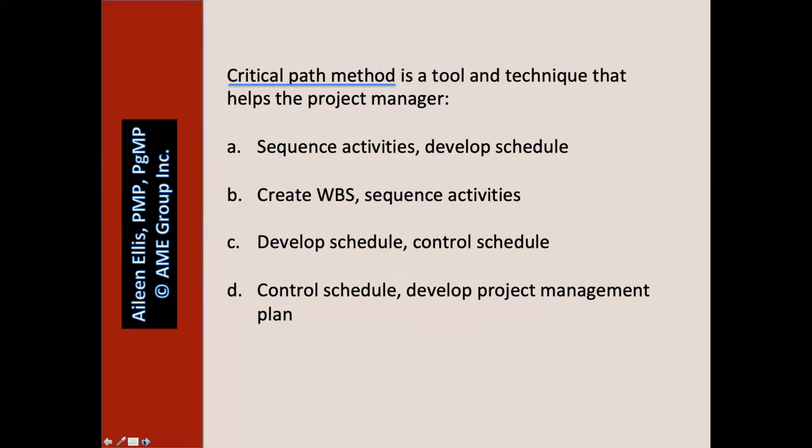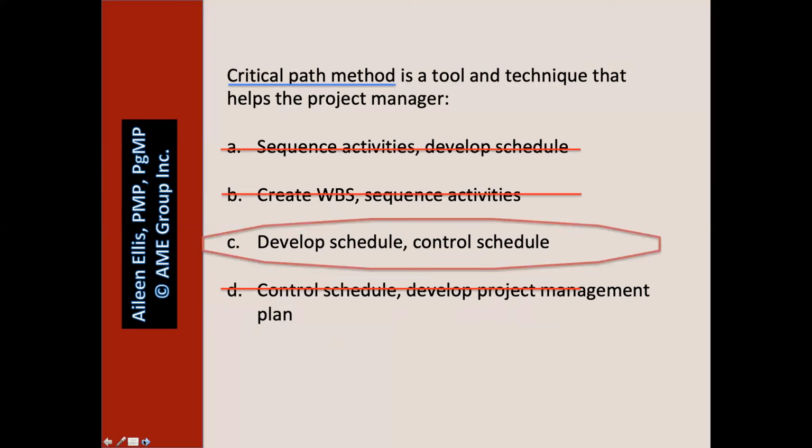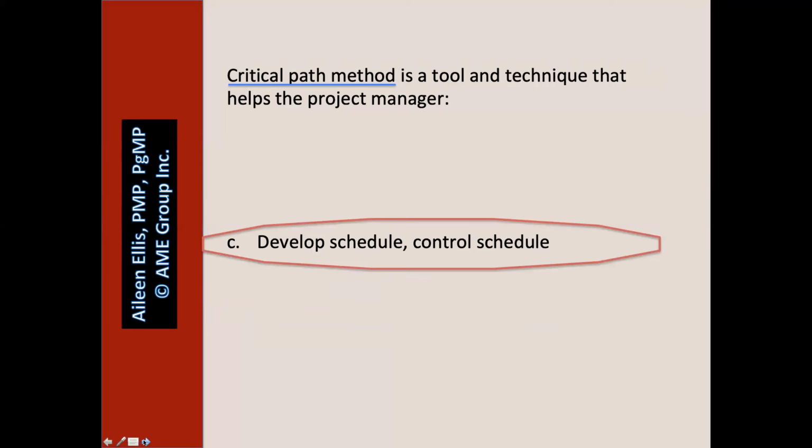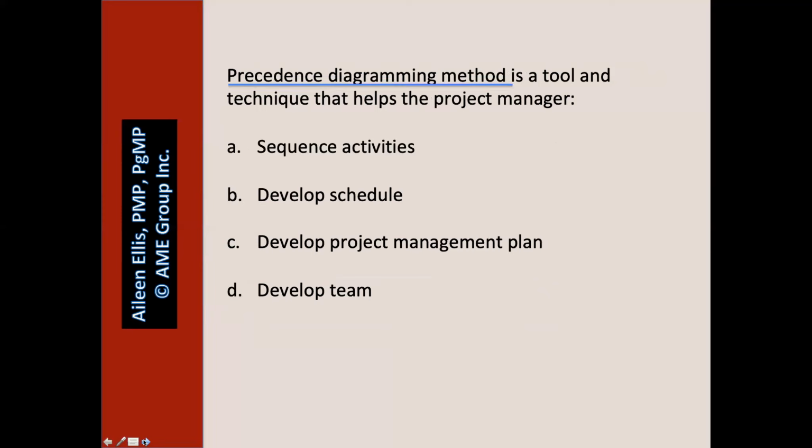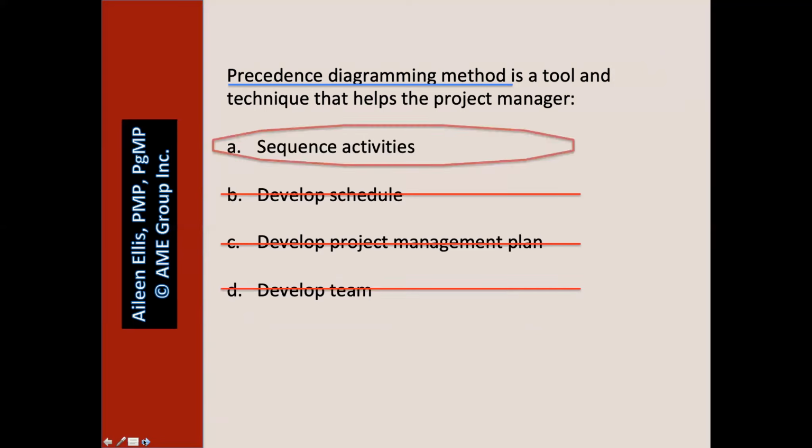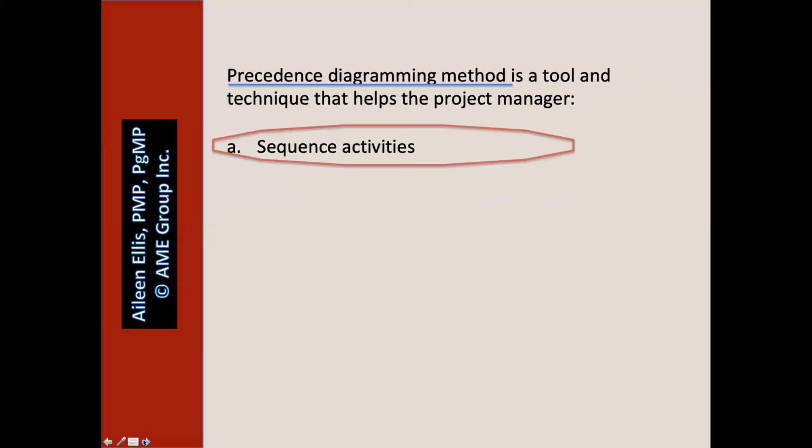Critical path method is a tool and technique that helps the project manager. The critical path method helps us develop the schedule and control the schedule. Precedence diagramming method is a tool and technique that helps the project manager. So the precedence diagramming method helps us sequence activities.